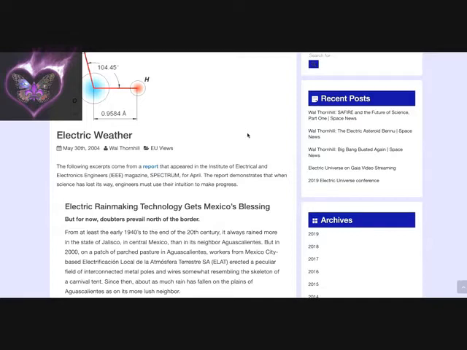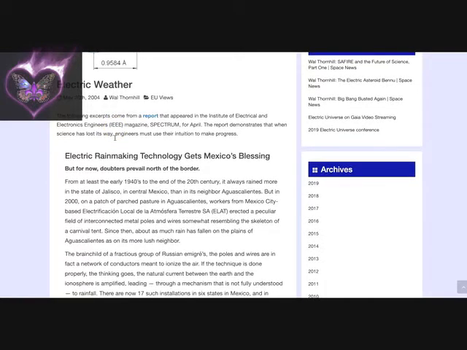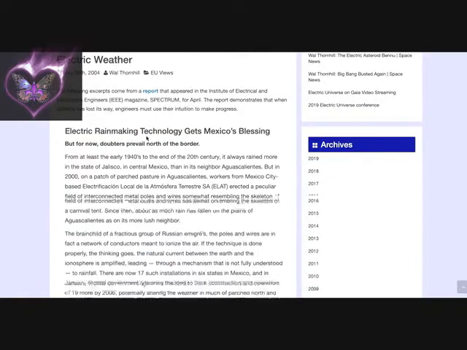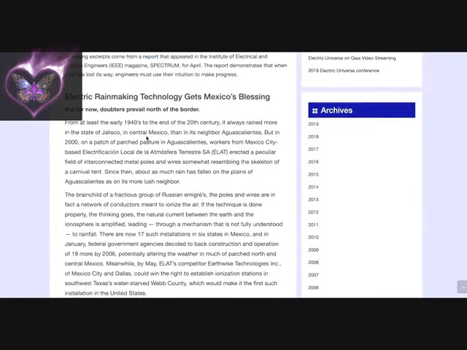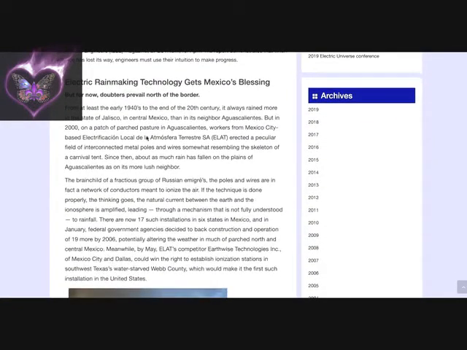Electric weather, 2004. The following excerpts come from a report that appeared in the Institute of Electrical and Electronics Engineers magazine Spectrum for April. Electric rain-making technology gets Mexico's blessing, but for now doubters prevail north of the border.